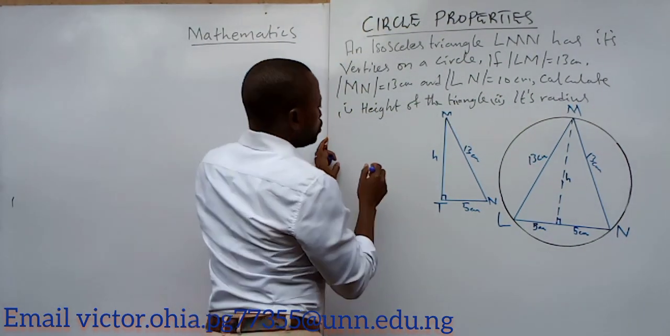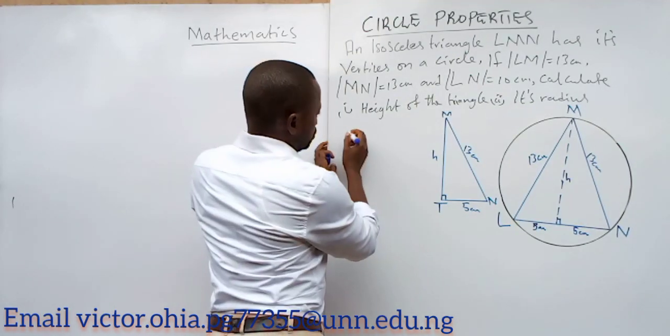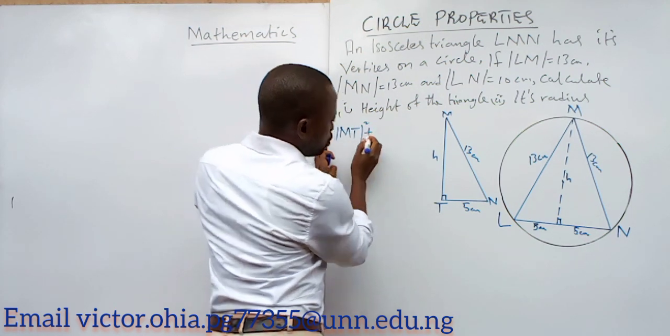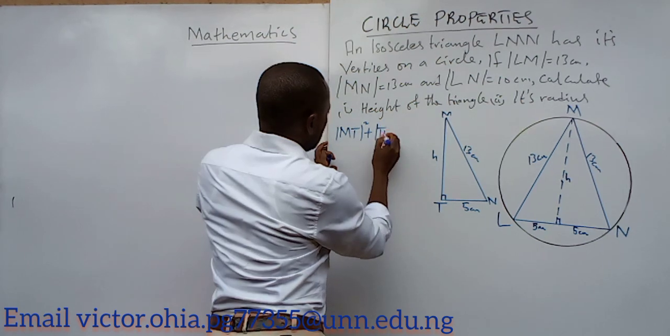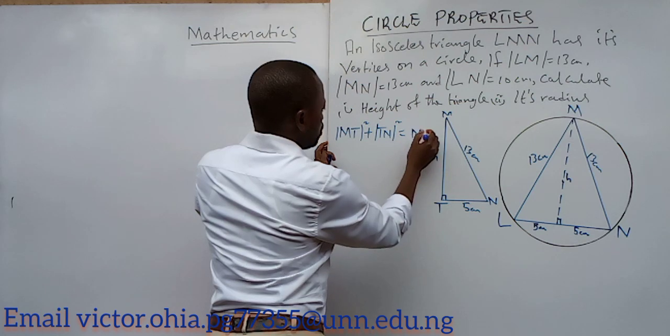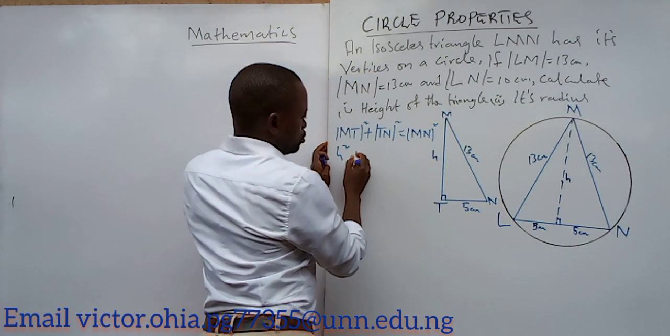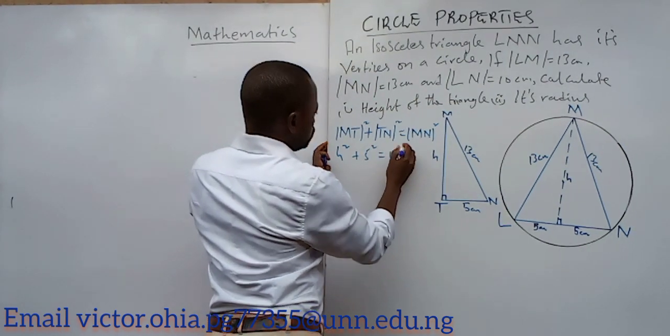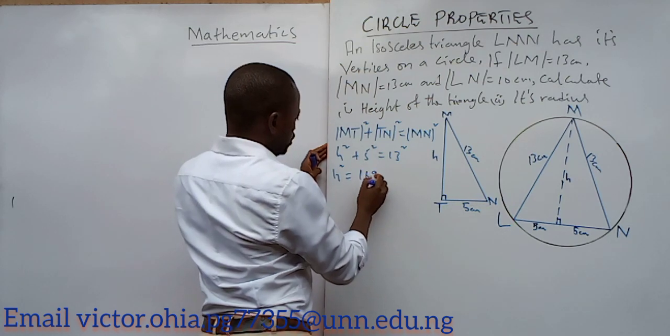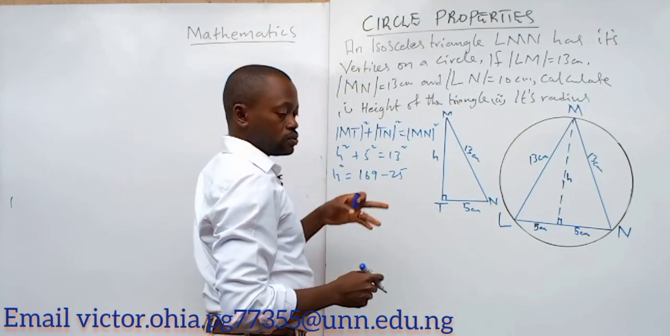Okay, so here we go. That's what Pythagoras theorem says, that MT squared plus TN squared will be the hypotenuse squared, which is MN squared. So here we have h squared plus 5 squared is equal to 13 squared. So h squared equals 169 minus 25. So 5 squared is 25, 13 squared is 169.